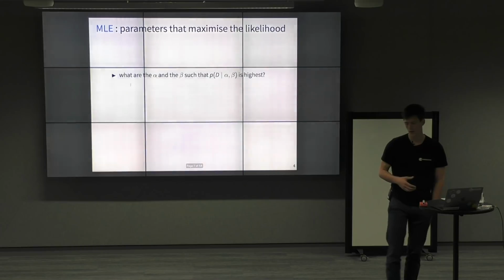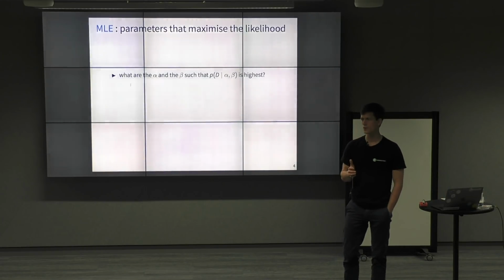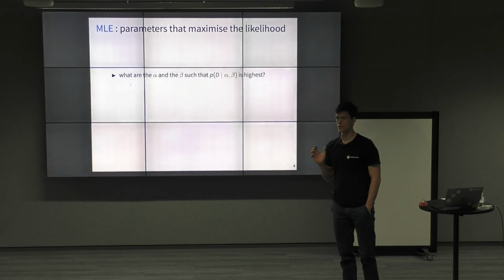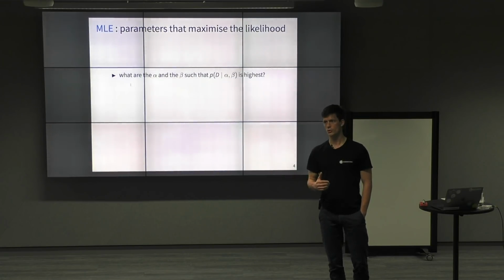And so if you know about frequentist versus Bayesian stuff, you know that frequentists typically do maximum likelihood estimation, so they will try to find the alpha and the beta such that you maximize the likelihood. So you're basically saying, my model is the truth, now give me the parameters for my model such that it matches the data as well as possible.